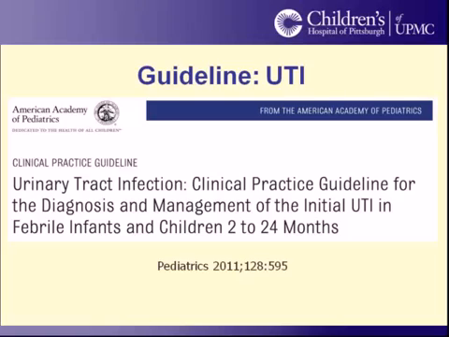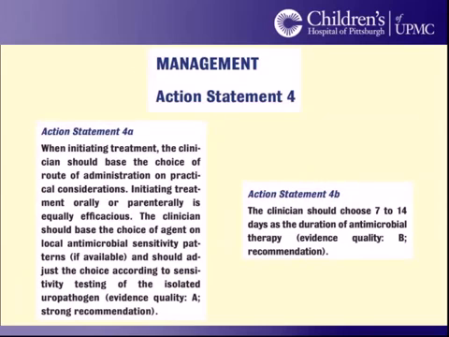Children in the age group 2 to 24 months very frequently suffer from pyelonephritis as a complication of their UTI, and as a result, our management's a bit more aggressive than the older child or the adolescent. So when we look at management and look at action statements here, you certainly, when you're initiating treatment, should base the choice of the route of administration on practical stuff. So initiating treatment orally or parenterally is equally efficacious, but it's quite common in children who are presenting with urinary tract infection that they will present significantly dehydrated or unable to tolerate PO. So initial therapy parenterally, including an IM dose of ceftriaxone, is quite reasonable in these children.